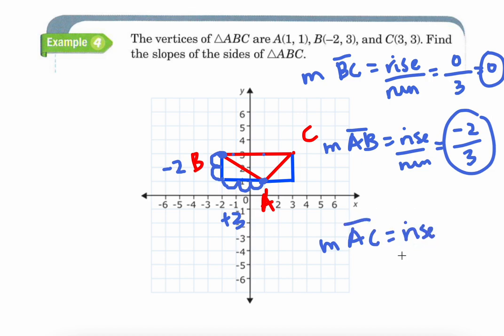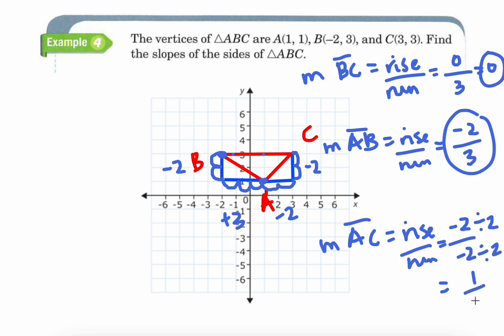Again, rise over run. My rise, I'm starting here, going down one, two, going down two. And then now I'm going to the left two, so that's negative two. Also negative two. So I have a rise of negative two and a run of negative two. Here I can reduce. They both can be reduced by two. Two divided by two is one, and then two divided by two is one as well.